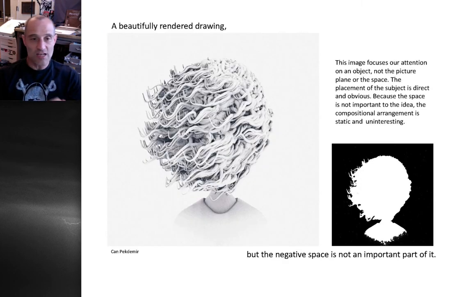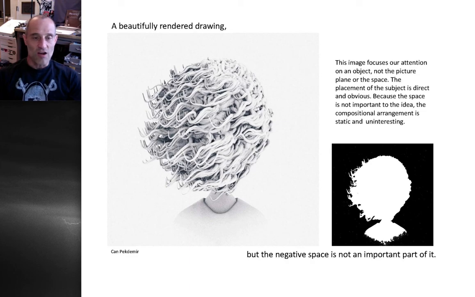Even if our focus is an object, right? In this particular drawing, you can see that the artist has really beautifully rendered this imaginary image, and they put it right in the center of the picture plane. On the bottom right, you can see my example of reducing that to positive and negative. The positive shape is really what we pay attention to. The negative space really isn't anything we pay attention to. In fact, it's unimportant and uninteresting.